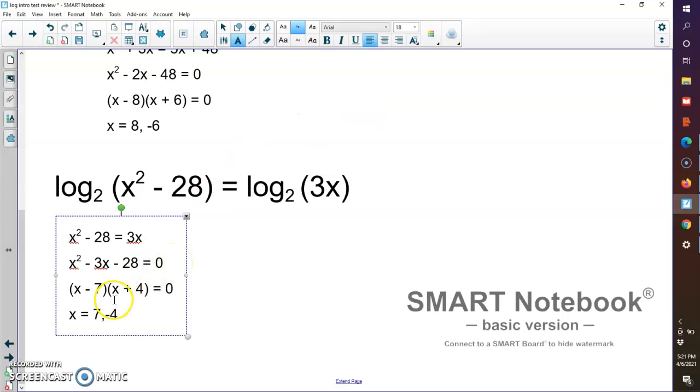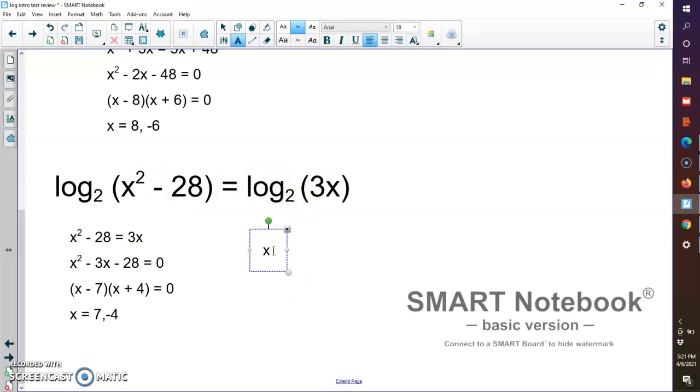Now the problem is this. When we have 7 as our x, 49 minus 28 is 21. 3 times 7 is 21. That's okay. But when I plug -4 in, I get a -12. You can't have a negative number there. So my answer is just x equals 7. Whereas here, both of them work. Here, you can't use the -4 as an answer. So I'm going to cross that one out.